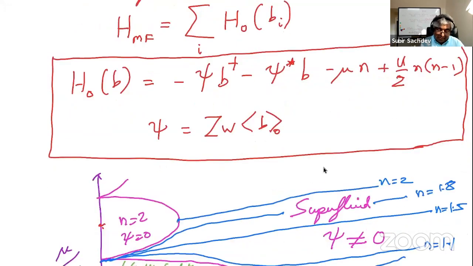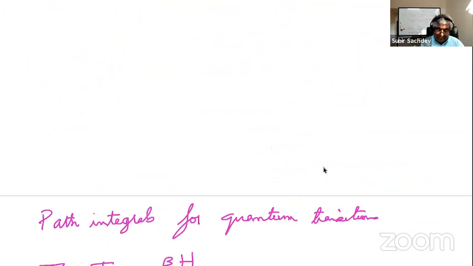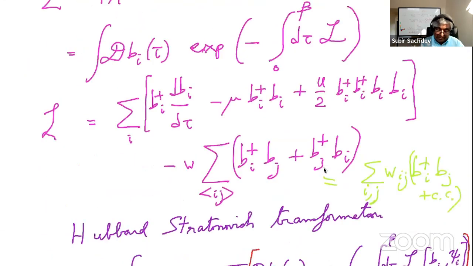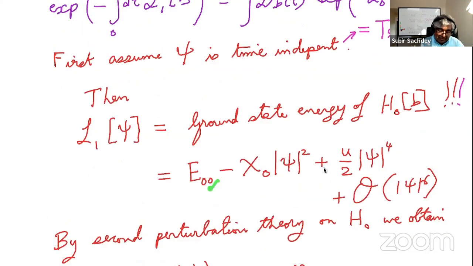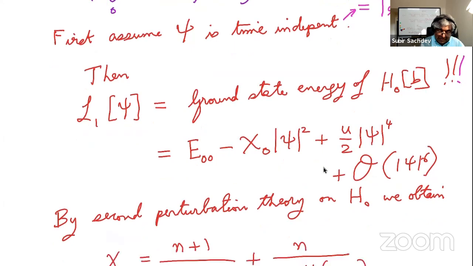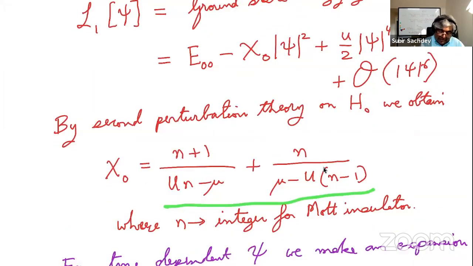So let's go to order psi squared. That's second order perturbation theory. So there's some ground state energy we don't care much about. This is the term from second order perturbation theory in H naught. This coefficient chi naught we can get from second order perturbation theory. And here's what it is, where n is whatever the integer is for the Mott insulator.